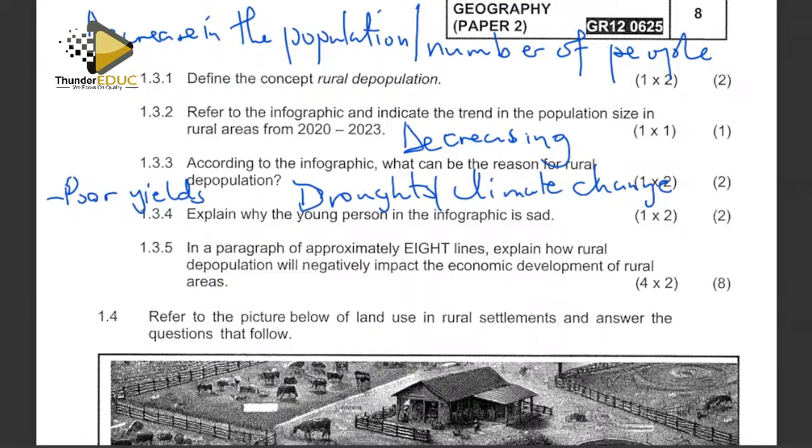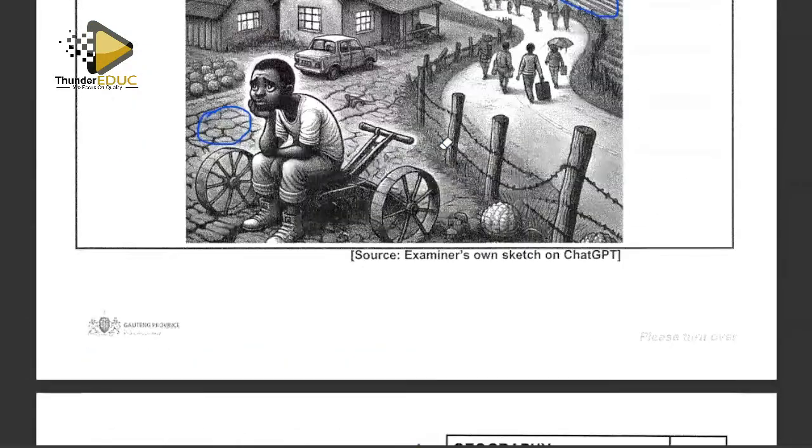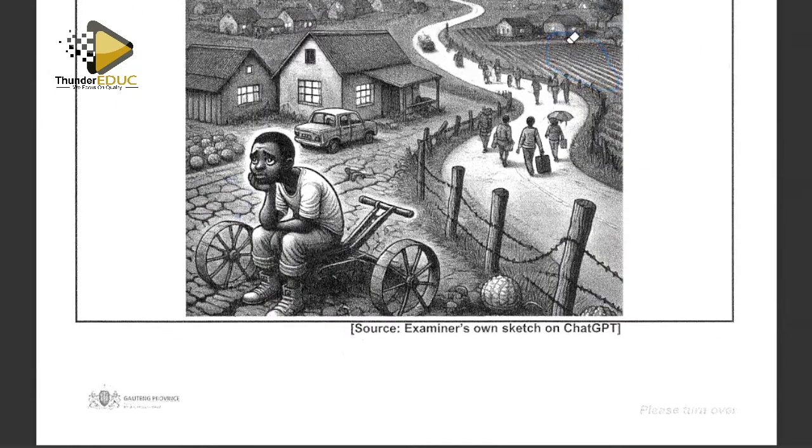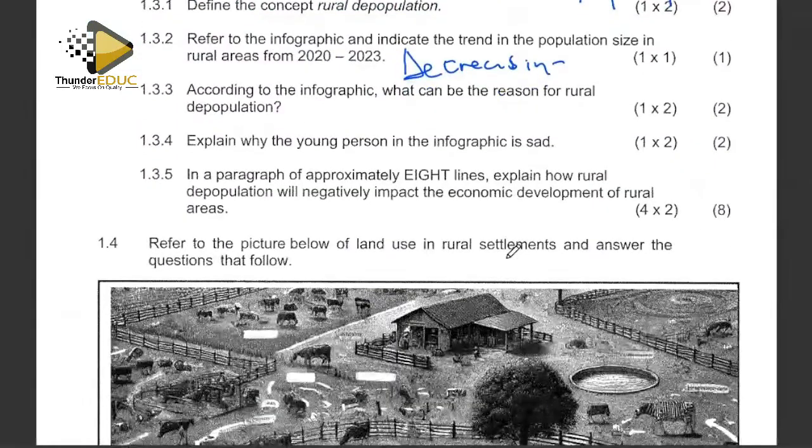Explain why the young person in the infographic is looking sad. We are analyzing the facial expression of this young man on the illustration on the infographic here. If we can see what is happening to him, you can actually see that things are not going well. He is actually looking very sad. He's not even happy with the situation from the look of things. So explain why the young person in the infographic is sad. What might be causing the sadness in that young boy?